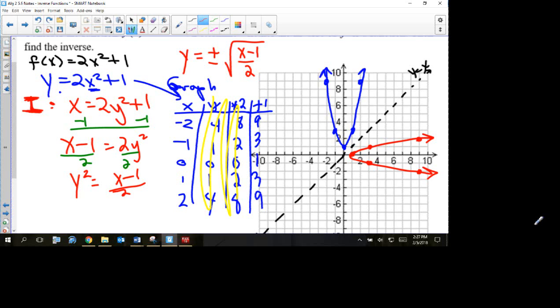So is the red one a function? If I took a vertical line, would it cross more than one? Yes. So that is not a function. You leave it as y equals. You don't write it as g of x. That's the only difference between if it's a function or not a function. Leave it as y equals instead. That's our inverse function. It's not bad if you follow the steps.